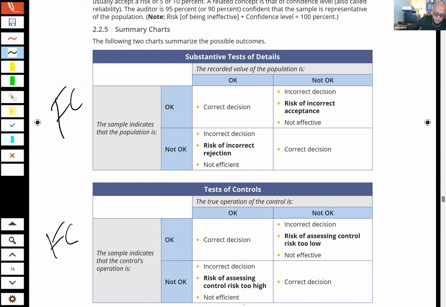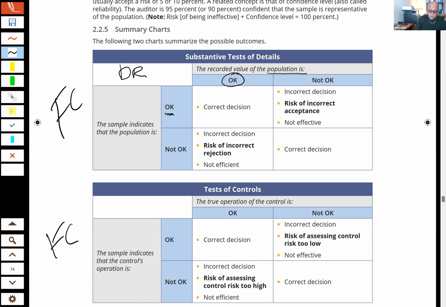So let's look at our substantive testing table here. First, the detection risk situation, being affected by sampling. The sample indicates that the population is okay. This is telling you the true condition of the population, and the true condition of the population is okay. Now, let me ask you a question. Do auditors ever really know the true condition of a population? No, not really. If you're using sampling, no. Only God knows the true condition of the population, but the examiners could play God.